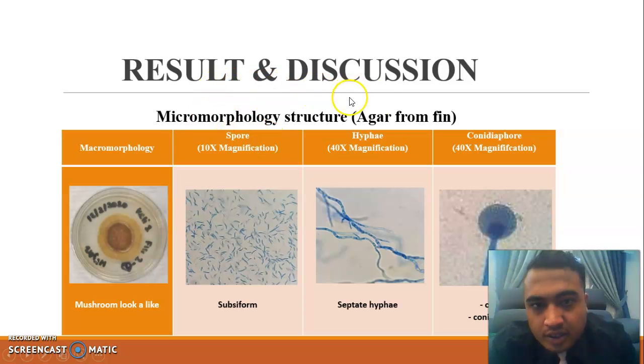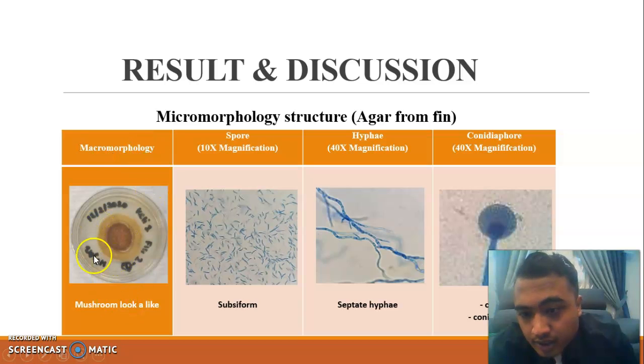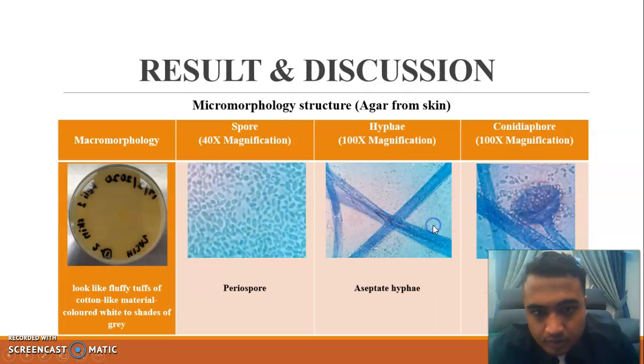Moving to the result and discussion. I want to highlight the result and discussion because this is the most important part of the final year presentation. For the micromorphology structure, agar from film, for the macromorphology, we can see the picture here. It looks like a mushroom. For the spore, the type of spore is subsiform, the hyphae are septate hyphae, and there is the conidiophore. This is the conidia and this is the conidiophore.